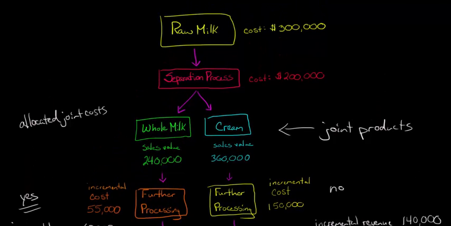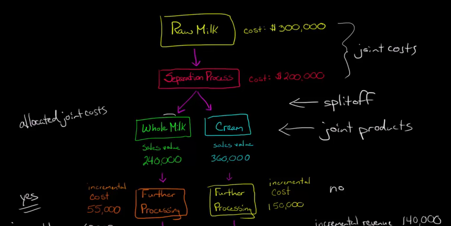So remember, we had $500,000 here in joint costs. Joint costs are just costs that are incurred prior to the split-off point, and the split-off point happens right here when the products become uniquely separable. So we've got whole milk and we've got cream. At that point, that's the split-off point. And so the joint costs, here the $500,000, let's just say that this firm had allocated 50% of those costs to the whole milk and 50% to cream.